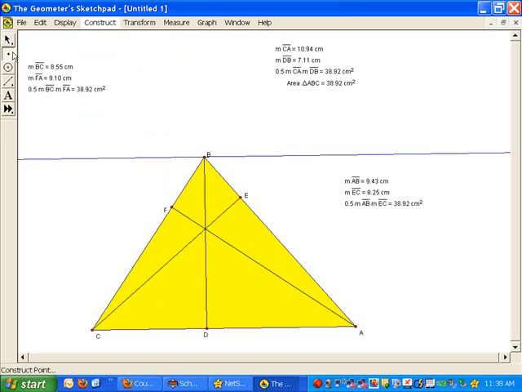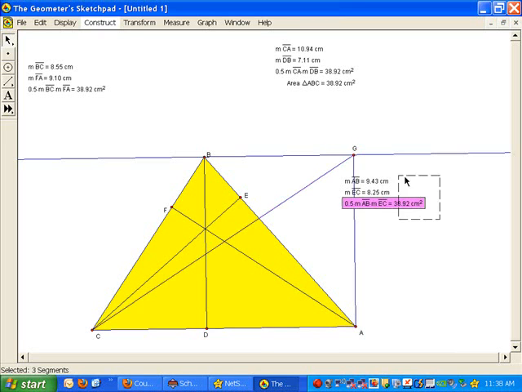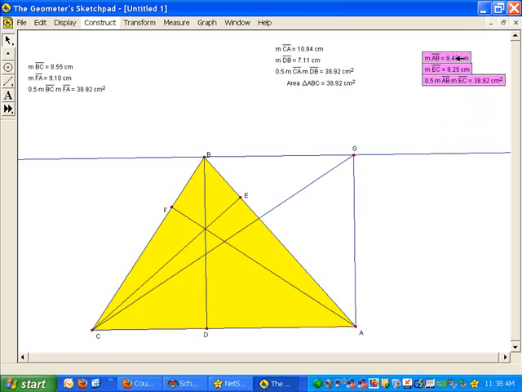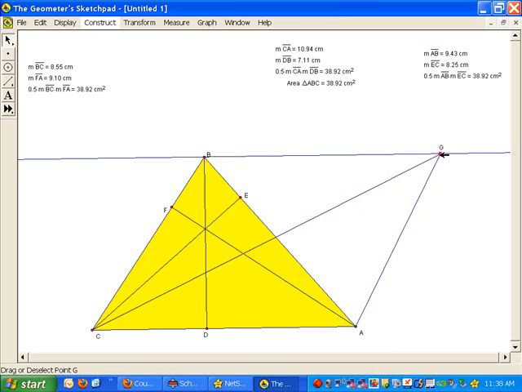What do you think would happen if I created a triangle? Let's call this point G. What if I created a triangle AGC? So I'm going to highlight those, hit Control L. I'll move these things out of the way. So the base AC is still the same, but point G is going to lie somewhere along this parallel. What do you think the area is going to be of this new triangle?